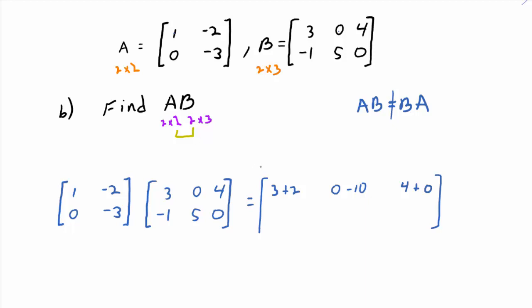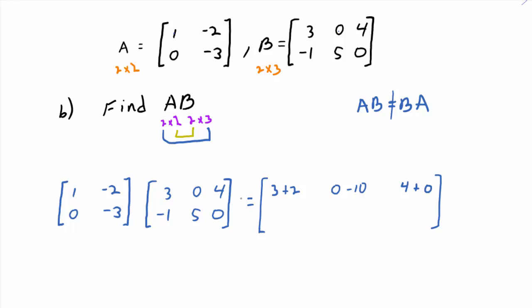What about the lower row? Oh, by the way, how did I know there were going to be 3 entries in the first row? Because if you look at the outer numbers, it's 2 by 3, so there's 3 columns, so 3 entries in the row. The number of columns gives you the entries in the rows, right?